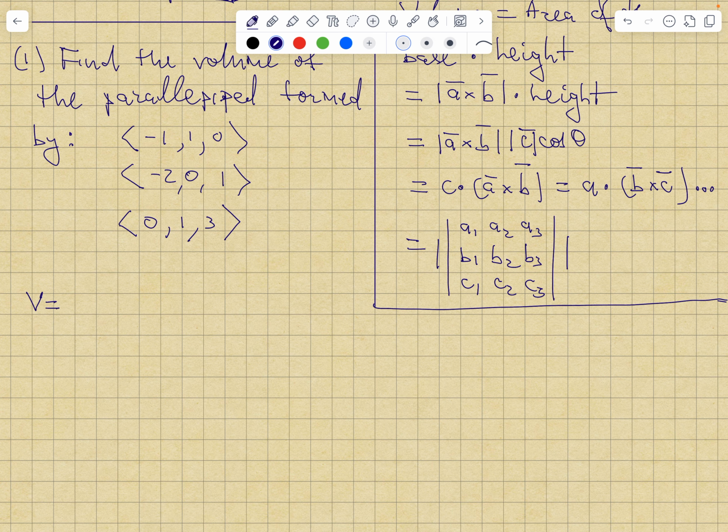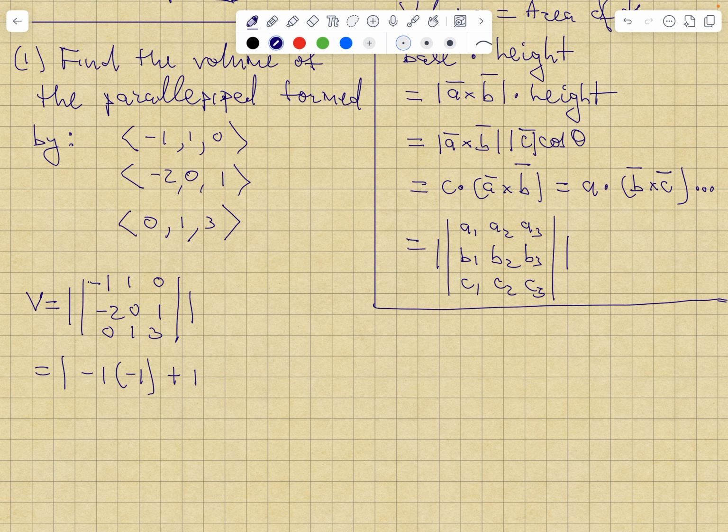And so the volume here is the absolute value of a determinant formed by -1, 1, 0, -2, 0, 1, 0, 1, 3. And then you take a magnitude. So this should not be very difficult, I hope. So it's -1 times, cross out the row and column that contain -1. So it's 0 times 3 minus 1. So -1 times -1 plus 1.